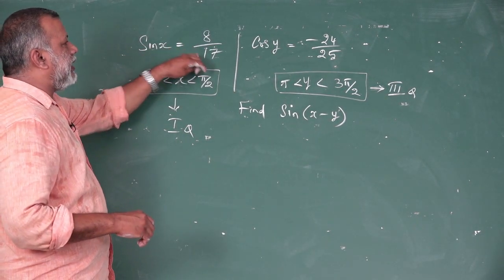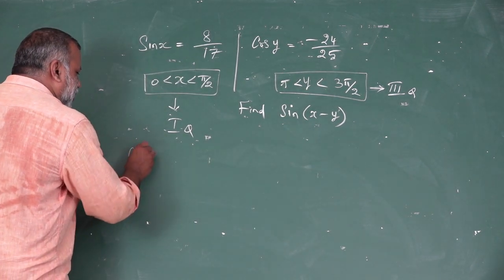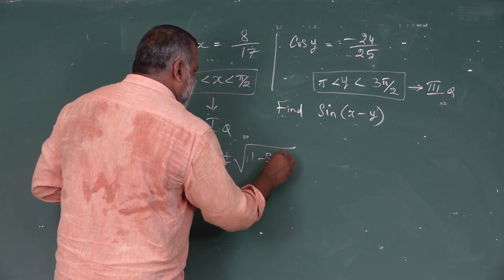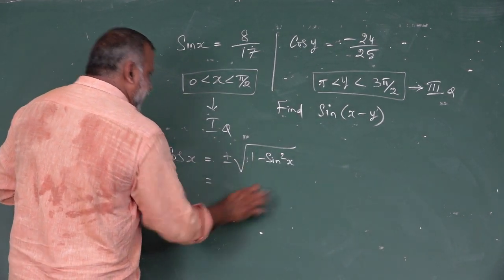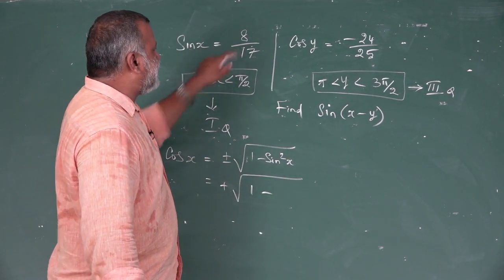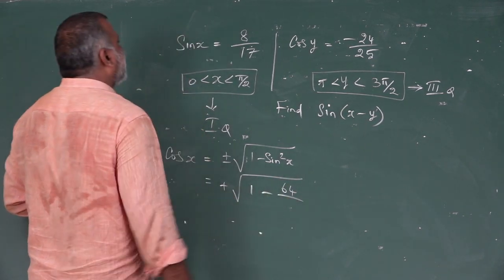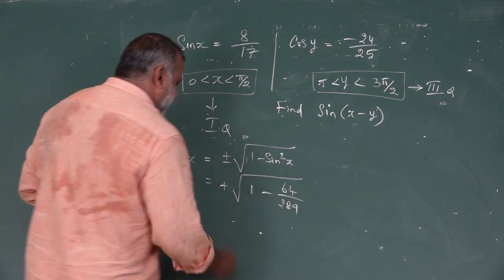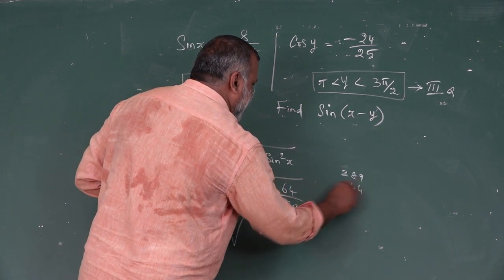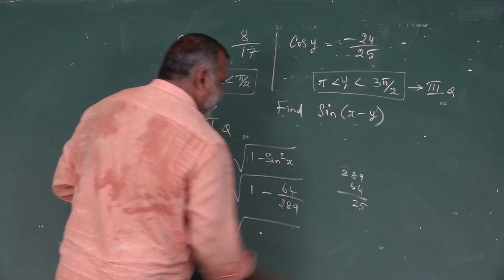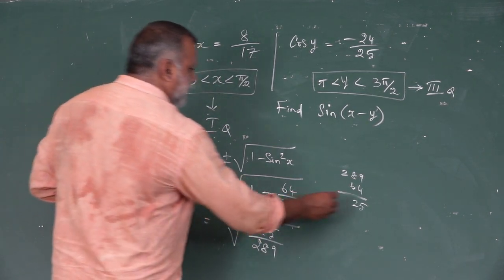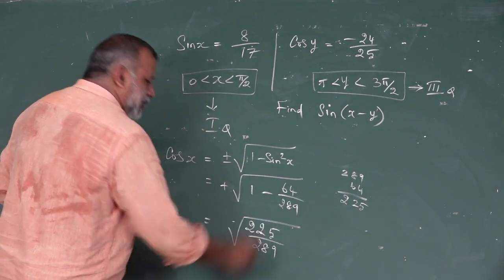Now listen, sin x equals 8 by 17. Immediately you are able to find cos x. The formula to find cos x is plus or minus the root of 1 minus sin squared x. Here x lies in the first quadrant, therefore we take the positive root of 1 minus sin squared x. With 8 by 17, 8 squared is 64, 17 squared is 289. Then take the LCM, 289 minus 64, which is 225. So 225 divided by 289.